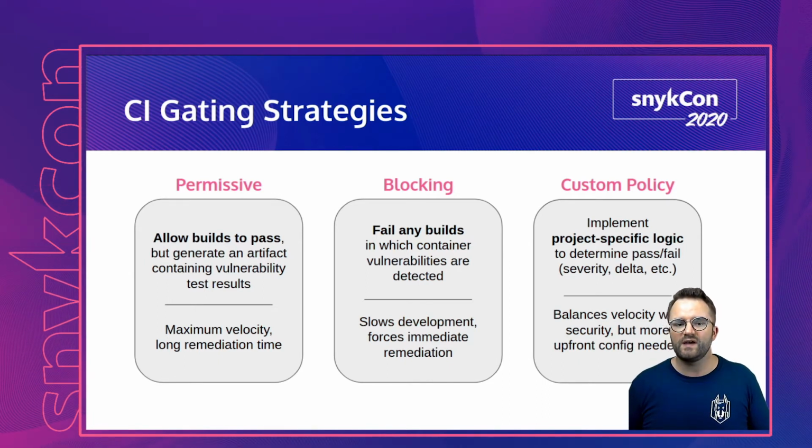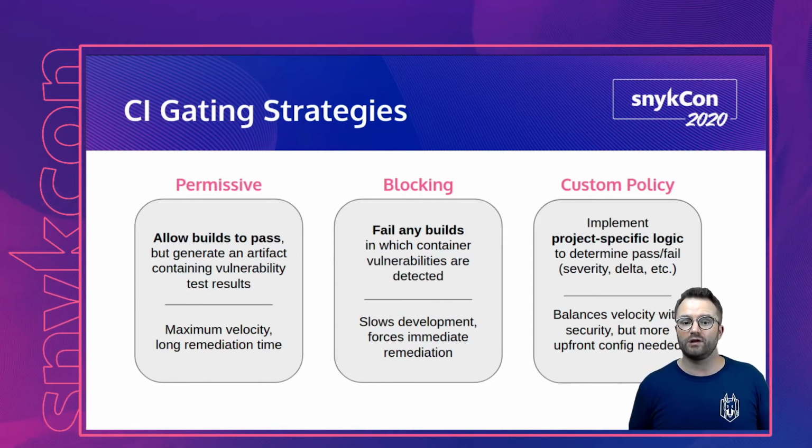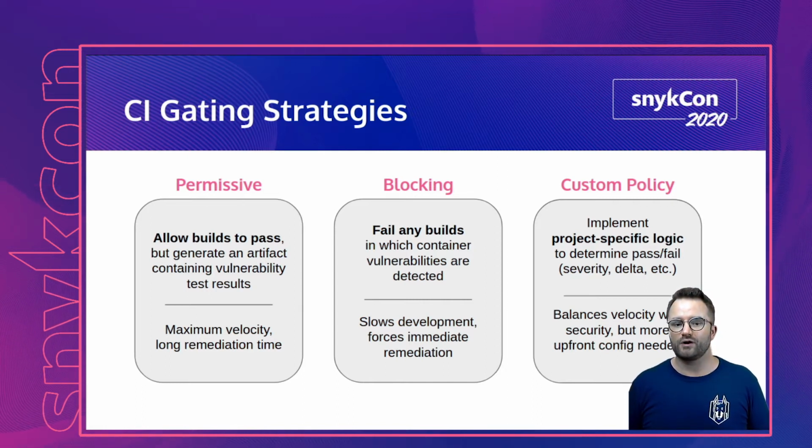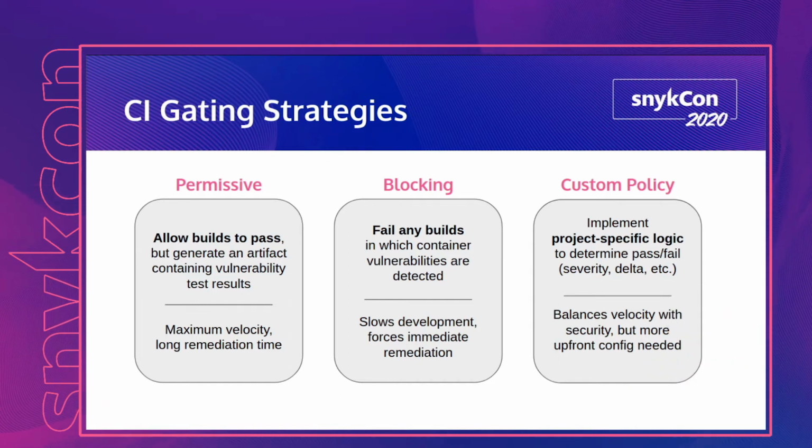In general, you can think about gating in one of three ways. A permissive policy which allows all builds to succeed regardless of the underlying container vulnerabilities, but still uses Snyk to generate a build artifact or record of the security issues that are found for later remediation. Obviously, this strategy maximizes velocity at the expense of security, because vulnerabilities are still able to be deployed before the remediation loop is closed.